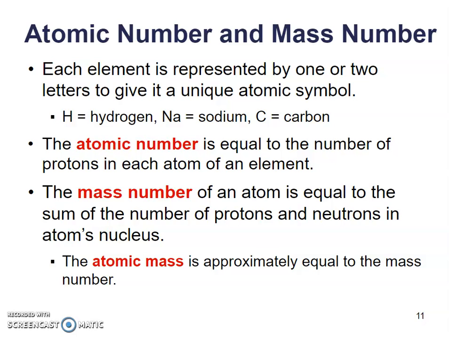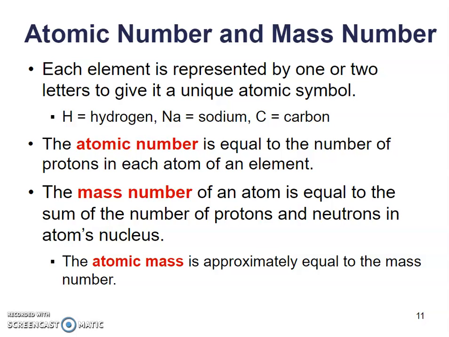Atomic number and mass number. Each element is represented by 1 or 2 letters to give it a unique atomic symbol. H for hydrogen, Na for sodium, and C for carbon. These are very common ones. Hopefully you have memorized several of these so that it will make this go a little bit quicker.